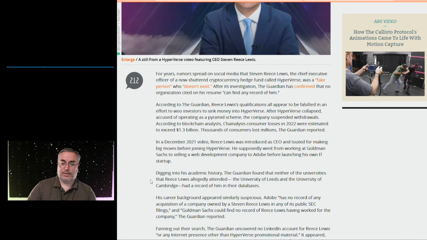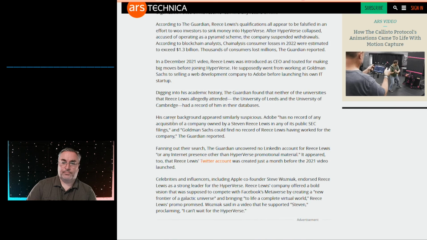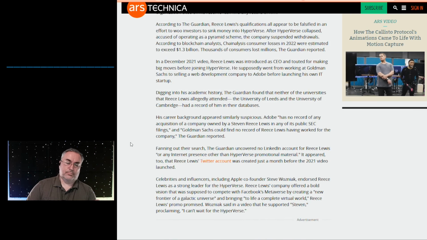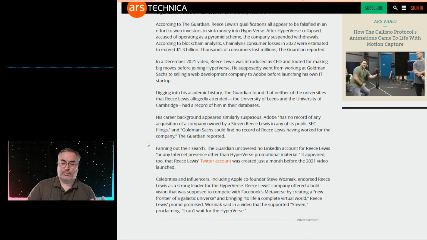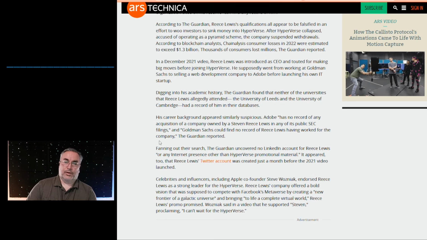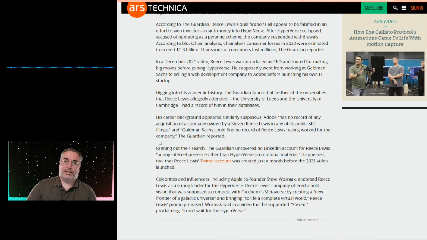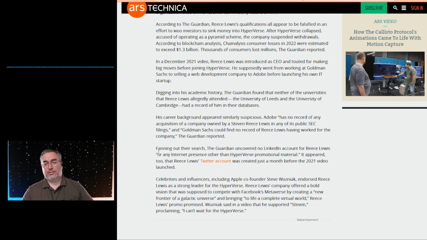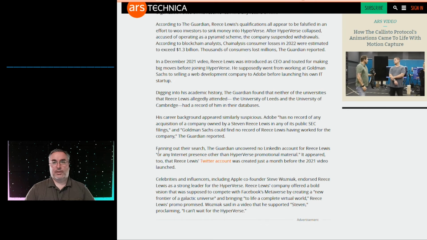The Guardian digs into Reese Lewis's academic history at the University of Leeds and the University of Cambridge. They have no record of him. The Guardian found that neither of the universities that Reese Lewis allegedly attended had him in the database. I propose, well, maybe he changed his name to move himself away from his historical record, but then why put that I went to those universities? His career appeared similarly suspicious. Adobe had no record of him. Goldman Sachs had no record of him.